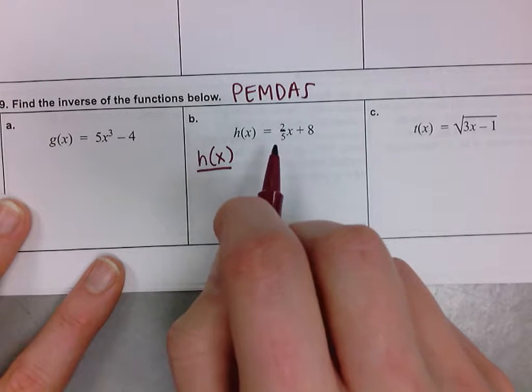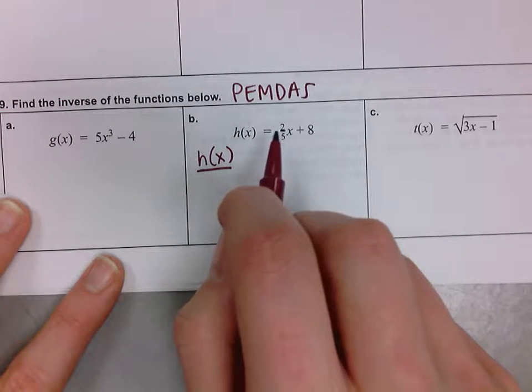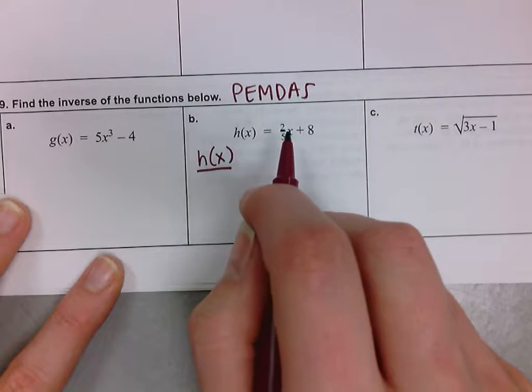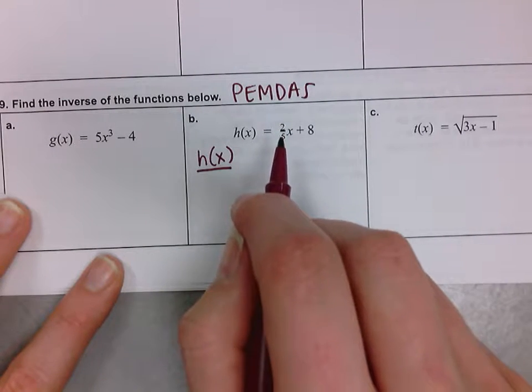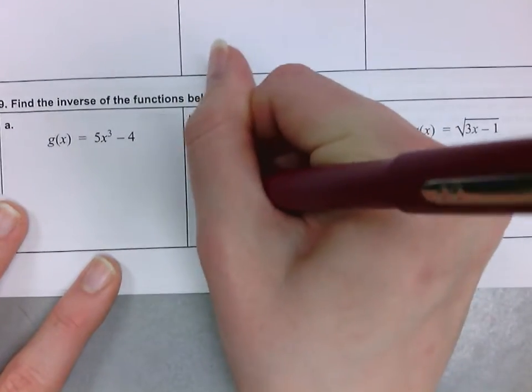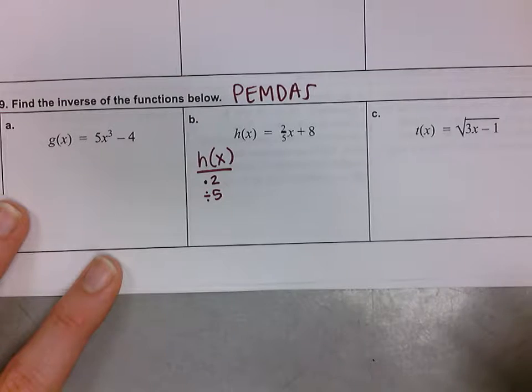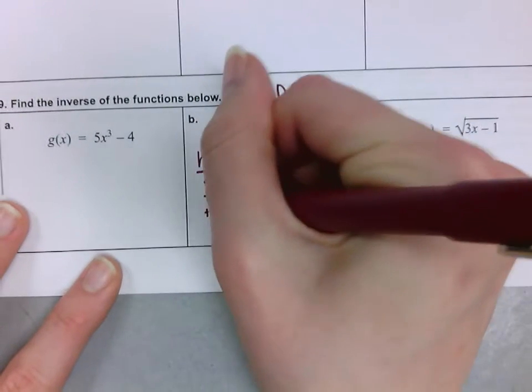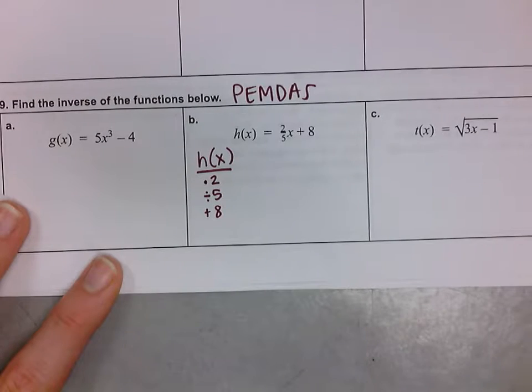So x is being multiplied by 2/5. I can also think of a denominator as division, right? So this is x times 2 divided by 5. I'm going to list those as two separate steps. It makes it a lot easier to write the inverse. And then the last thing that would happen is the addition, plus 8.